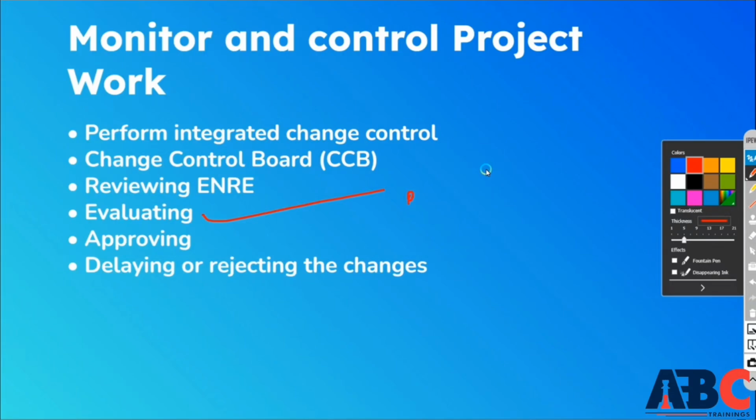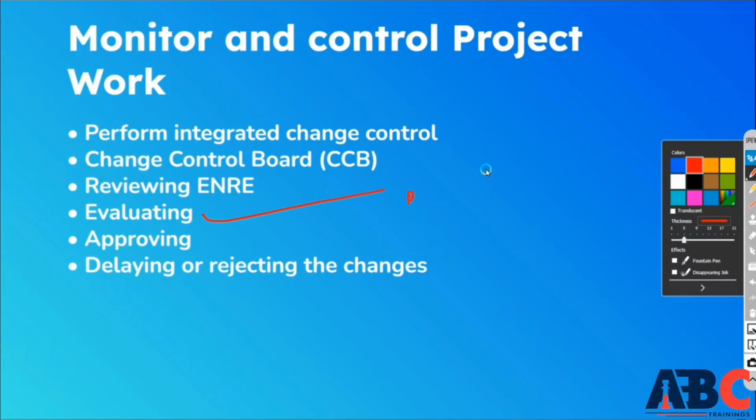After that, next come delaying and rejecting the changes. Means the changes that you delay, or directly reject them. So this process comes in your monitor and control process. In this, different things can happen. There can be risk. It can be for procurement or for stakeholder engagement, for quality or for communication. So for all these, this methodology is used.